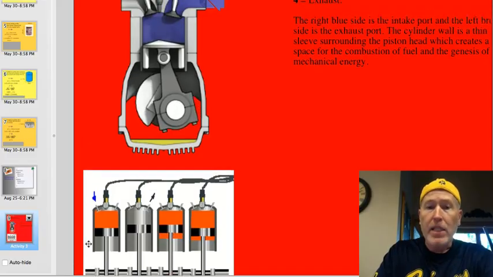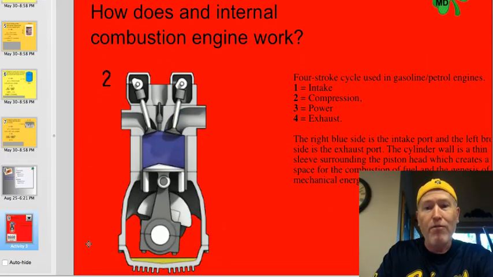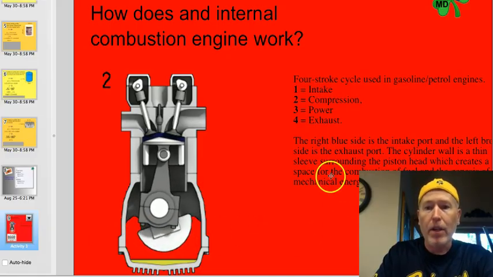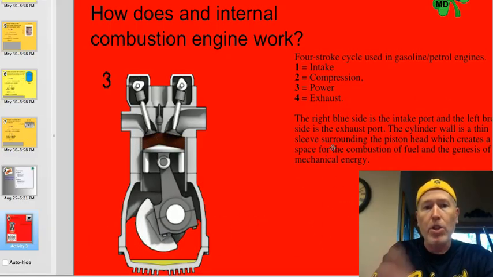So that's the basics. Yeah, I went to school to be an industrial arts teacher, so I'm kind of a gearhead about some things. I think everybody should know how that works.